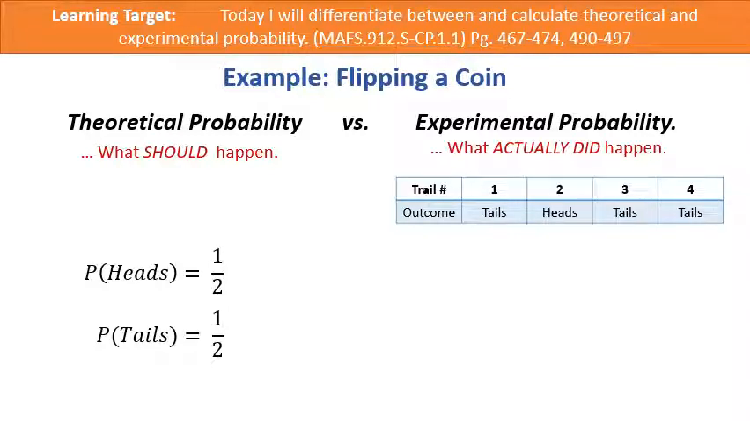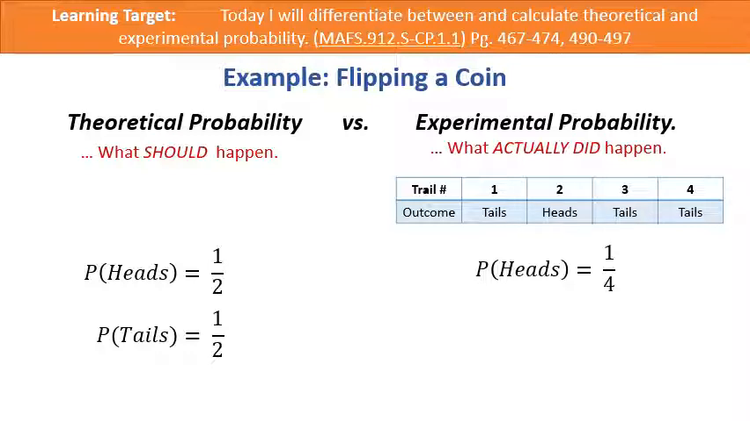Okay, so now let's calculate the experimental probability. The experimental probability is based on the data of our experiment. It's based on the data of this outcome, not the coin itself. We're looking at what actually did happen. So what's the probability that I get a heads? Well, the coin only landed on heads one time out of those 4 trials.